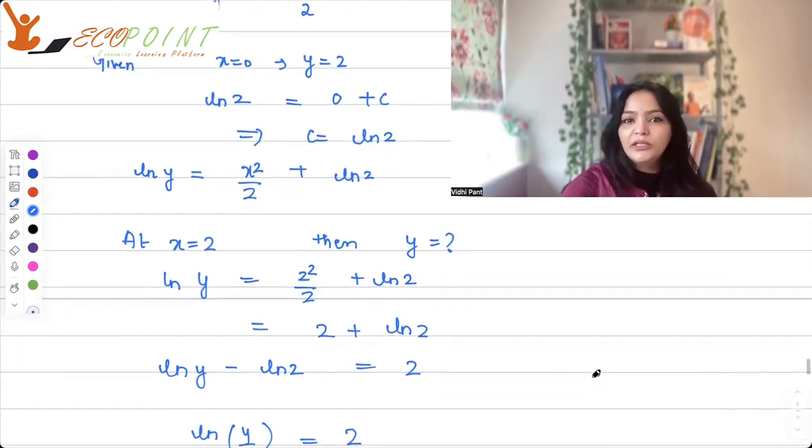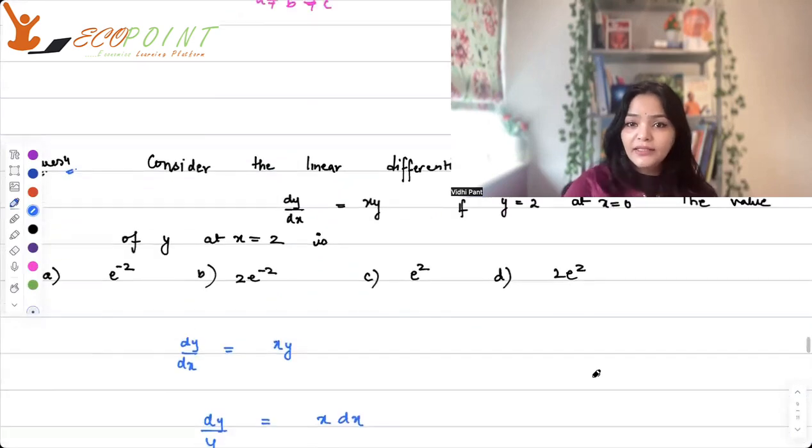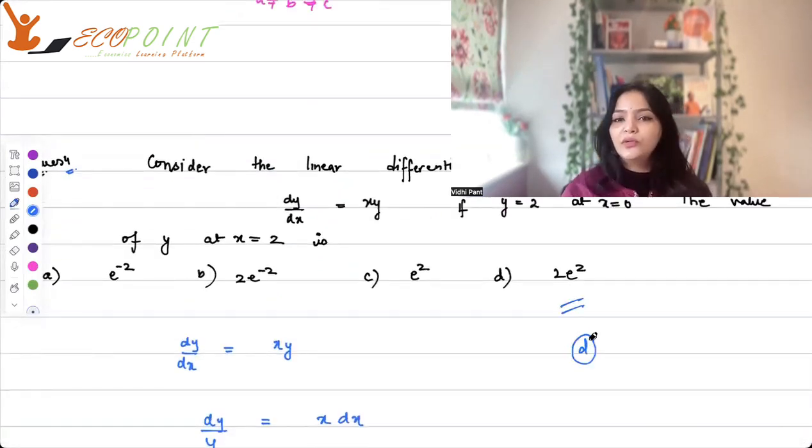So that should be the correct answer. Do we have that in our options? Yes, absolutely. D, which is 2e square, is the correct answer.